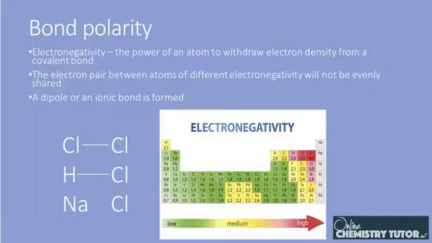So here we go then. This is what we've talked about so far. We've said that the electron pair isn't evenly shared, and you end up generating a dipole if it is the case. Now what I'm going to try to do is to show you what I mean by this.